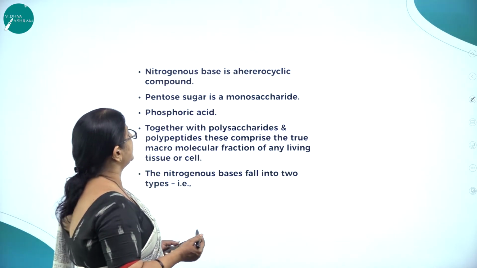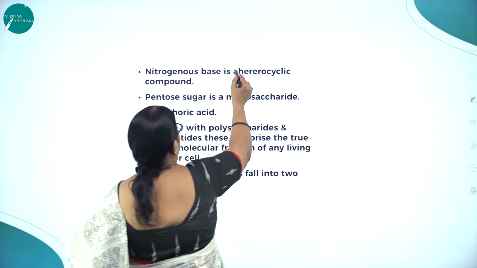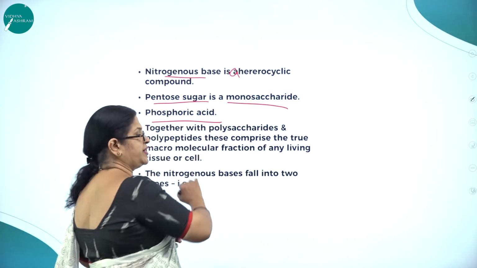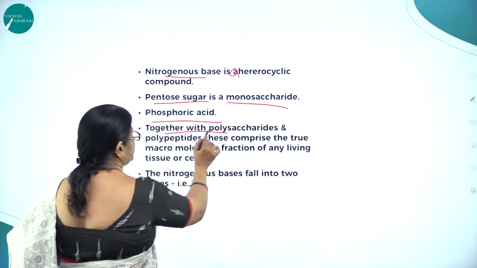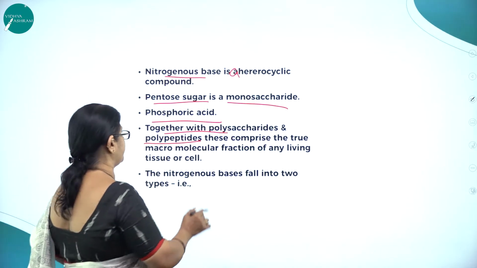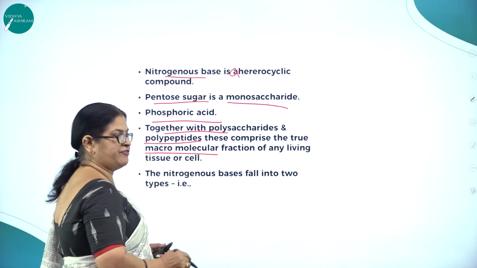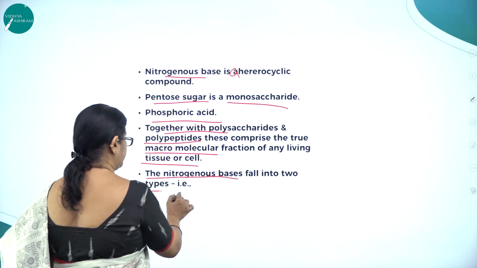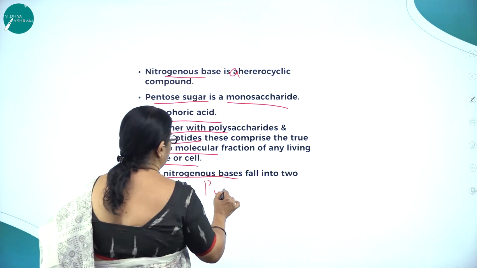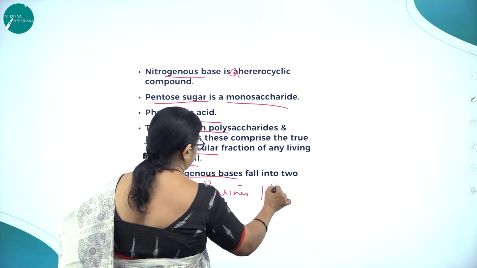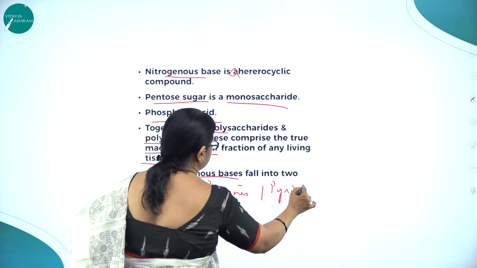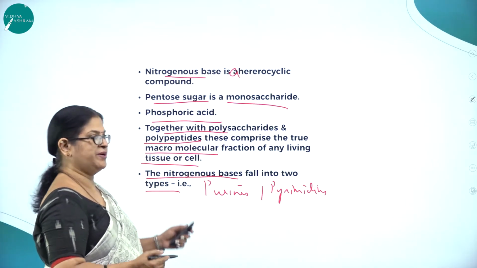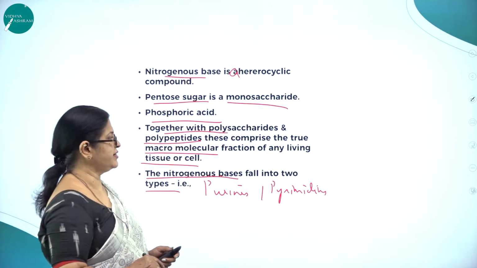Nitrogenous base is a heterocyclic compound. Pentose sugar is a monosaccharide. Then phosphoric acid. Together with polysaccharides and polypeptides, these comprise the true macromolecular fraction of any living tissue or cell. The nitrogenous bases fall into 2 types: purines and pyrimidines. Purines are double ring structures. Pyrimidines are single ring structures.